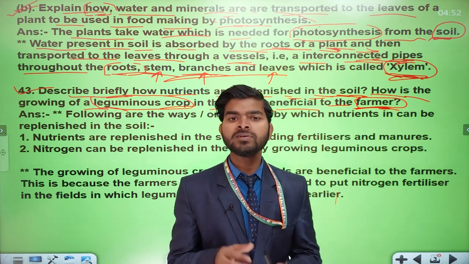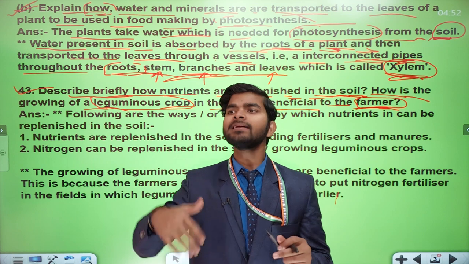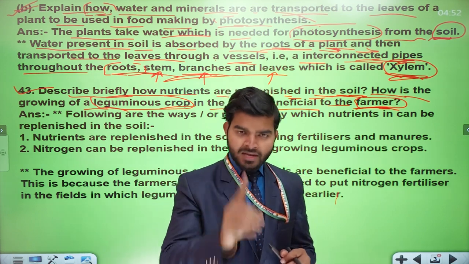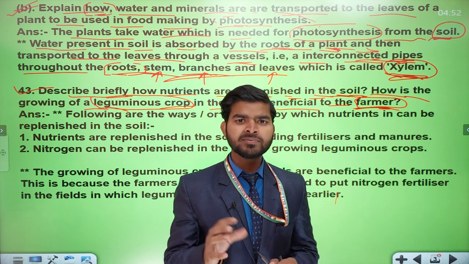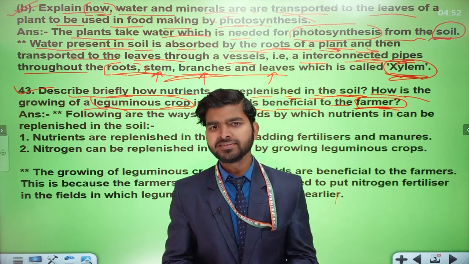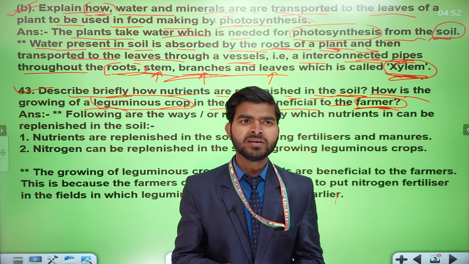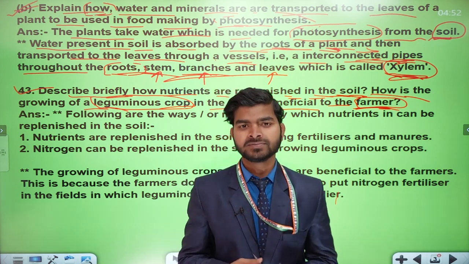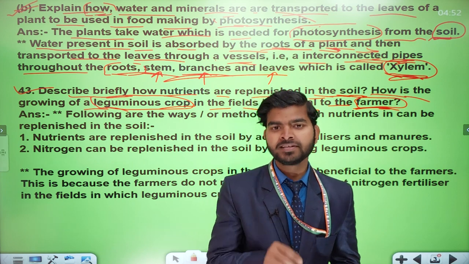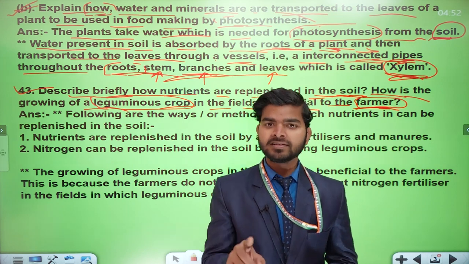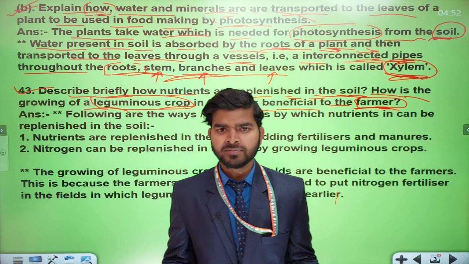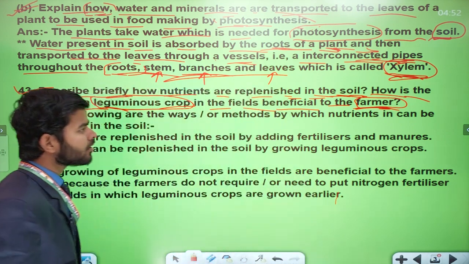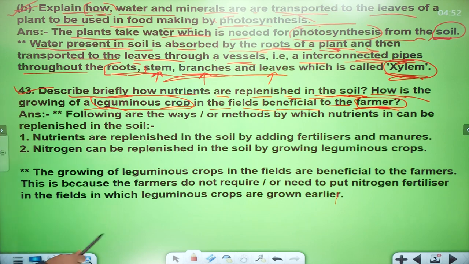Why? Because farmers do not need to add some extra nitrogen compounds to the soil, and in this way farmers can save some money, and instead farmers will get some crops, that is the pulse crops, by growing leguminous crops. This is the first point, and the second one, nitrogen minerals will also get added to the soil. All right, all clear? Obviously, yes.